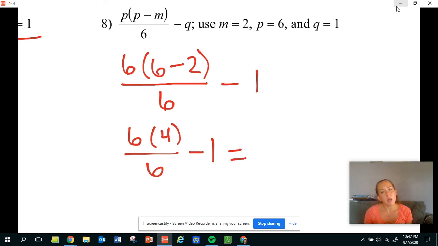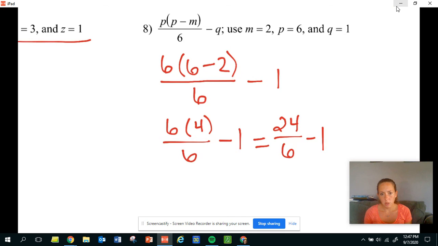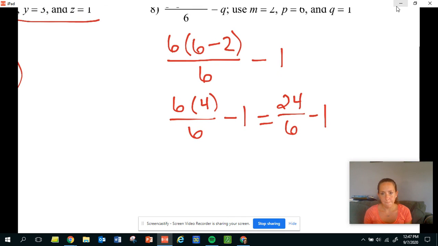So next I would do the top of the fraction. I'm going to do 6 times 4 is 24. Then next I would divide. So 24 divided by 6 is 4. And then 4 minus 1 is 3.